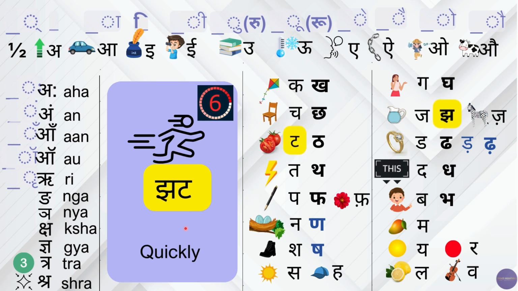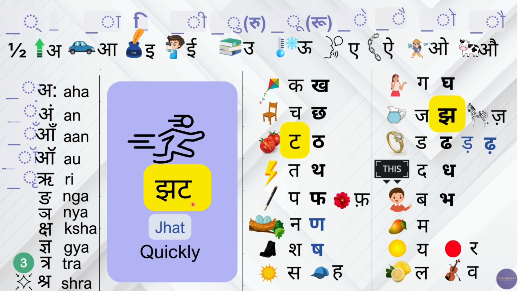This word means quickly. The j sound forceful version is jh, and tomato t makes the sound jhat. We pronounce this as jhat. Next word.